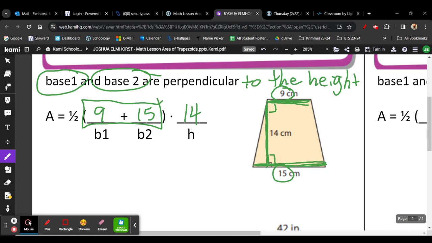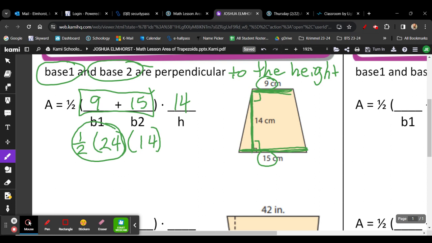9 plus 15, 24. We leave the 14 in there. And we do not forget the 1/2 part of it. So the 1/2 is taking half of the total length of the two bases to come up with one usable average base length. So what's half of 24? 12.